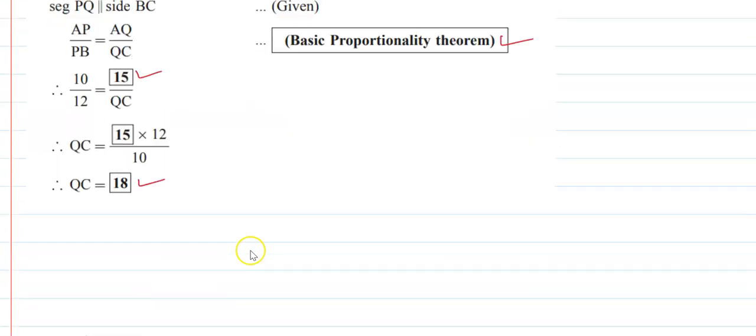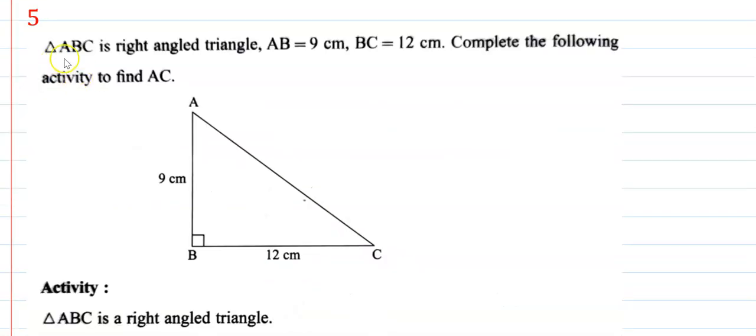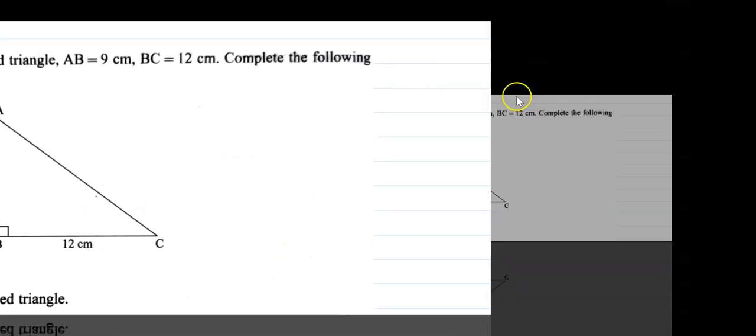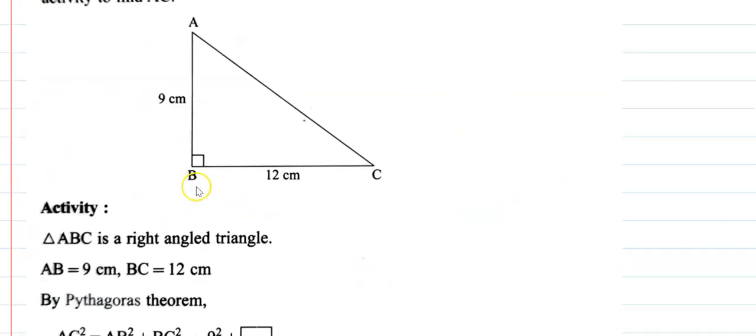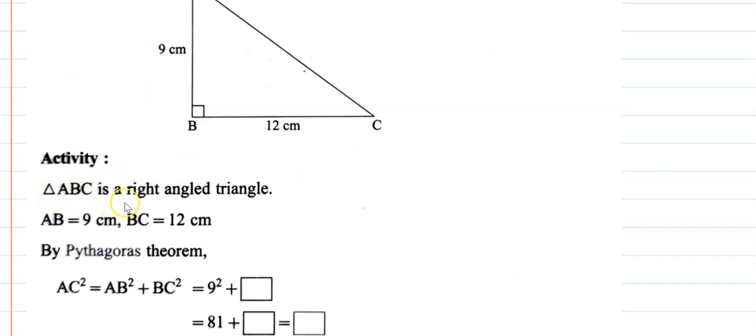Now the next, triangle ABC is a right angle triangle. AB is 9, BC is 12. Complete the following activity to find AC. Now the activity. Triangle ABC is a right angle triangle. AB is 9 cm, BC is 12 cm.